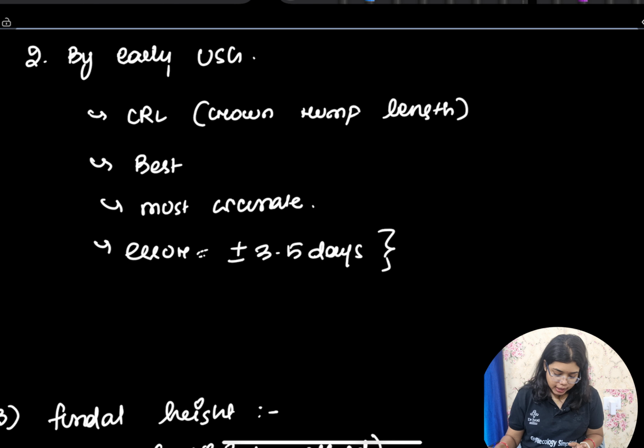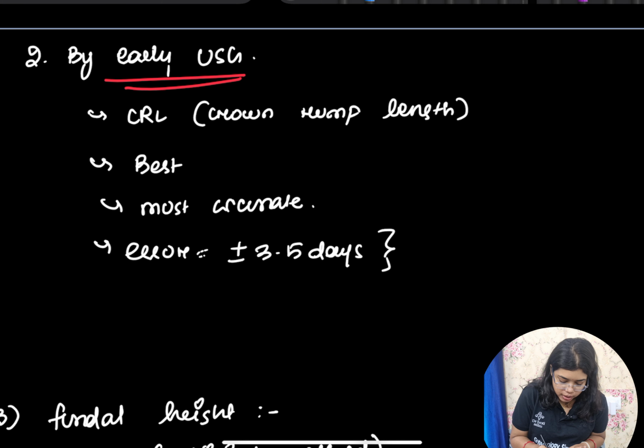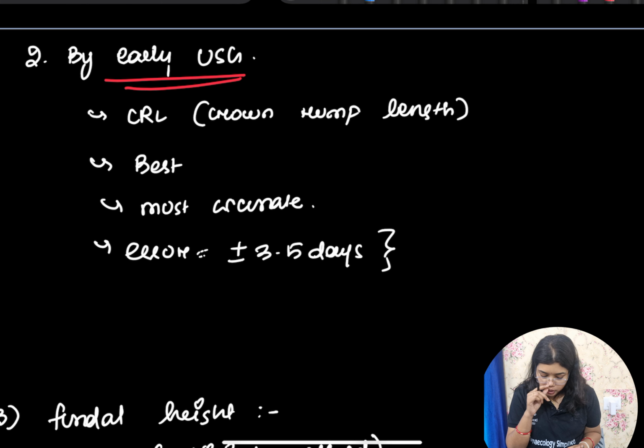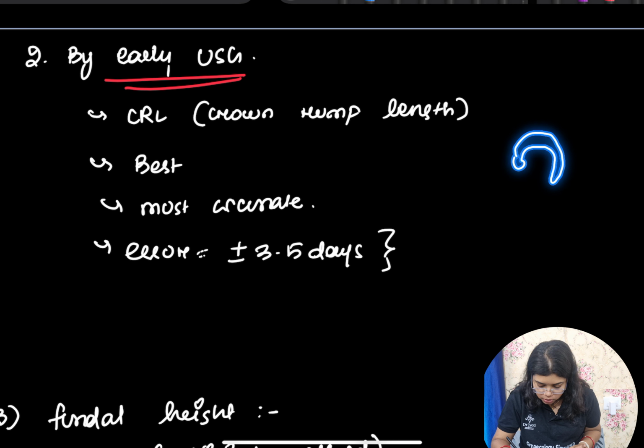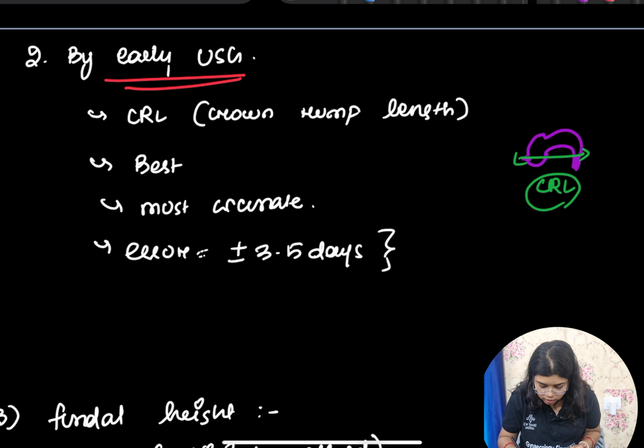It will be accurate if the periods are regular. Then coming to the second method, we can do an early ultrasound. So by ultrasound, how can we calculate? We will measure the crown rump length. If the baby is here, this one is the crown and this one is the rump or tail of the baby. So we will calculate from crown to rump length. This is the crown rump length, CRL.